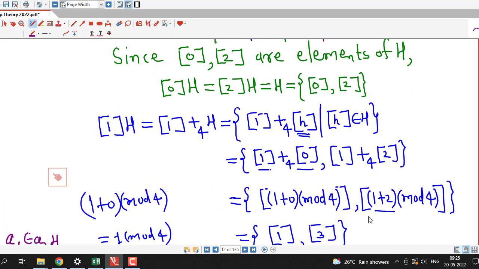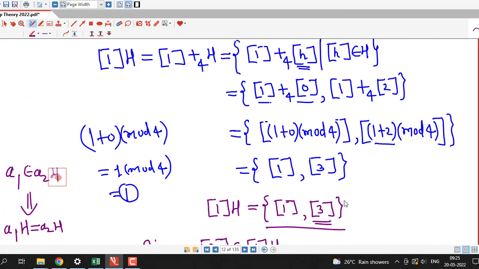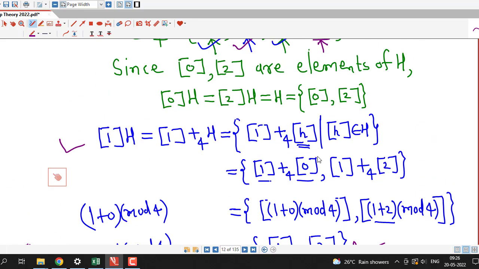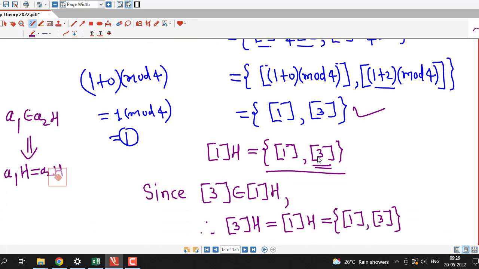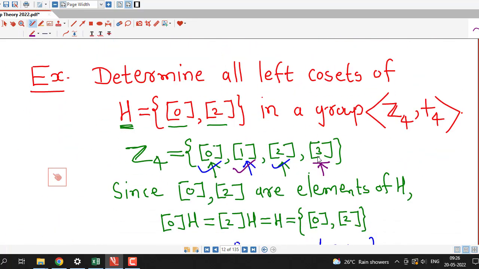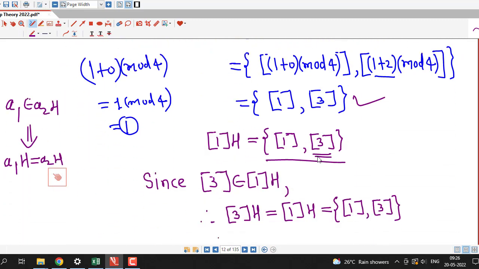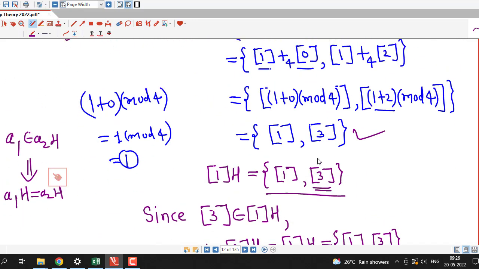So if we are familiar with the properties of left cosets, then this will save our time. Here I have obtained this only by definition, and the other left cosets I have written using the properties of left cosets which we have just discussed. So I hope you have understood how to find the left cosets of a subgroup using the properties of left cosets.